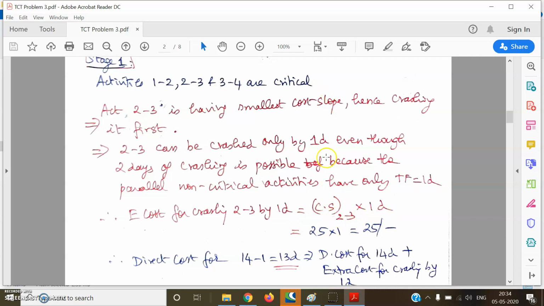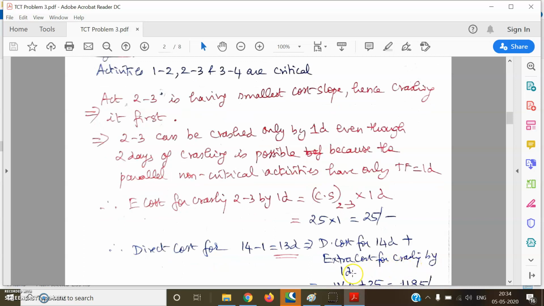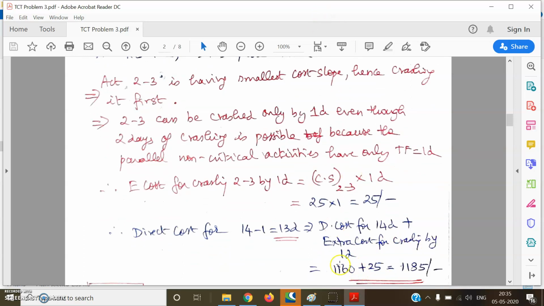So cost slope of 2, 3, we saw already that it was 25 multiplied by 1 day gives you 25 rupees. So direct cost, we have crashed it by 1 day. So from 14 days, it has become 13 days. So what is the direct cost for 13 days? It is equal to direct cost for 14 days plus extra cost of crashing by 1 day. So direct cost for 14 days was 1160 plus extra cost of crashing by 1 day is 25 rupees. So it works out to be 1185. So this is the outcome of stage 1.